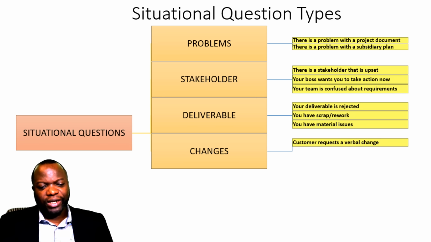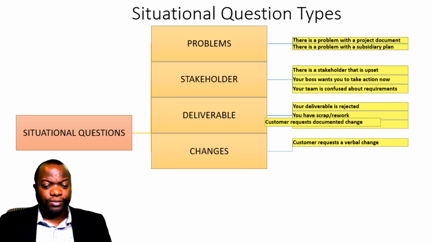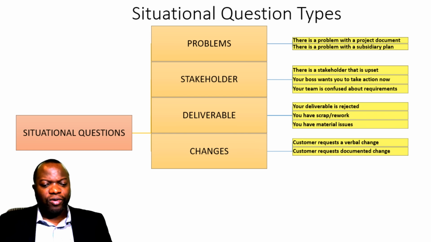Changes could be left, right, and center on your exam. So the customer requests a verbal change. This is a customer you've known for many years. What would you do? Or your customer requests a documented change, really a code name for change request. So this is how we want them to submit the change request, on a change order form, you see. What about the change control board rejects a change request? What should be done next?